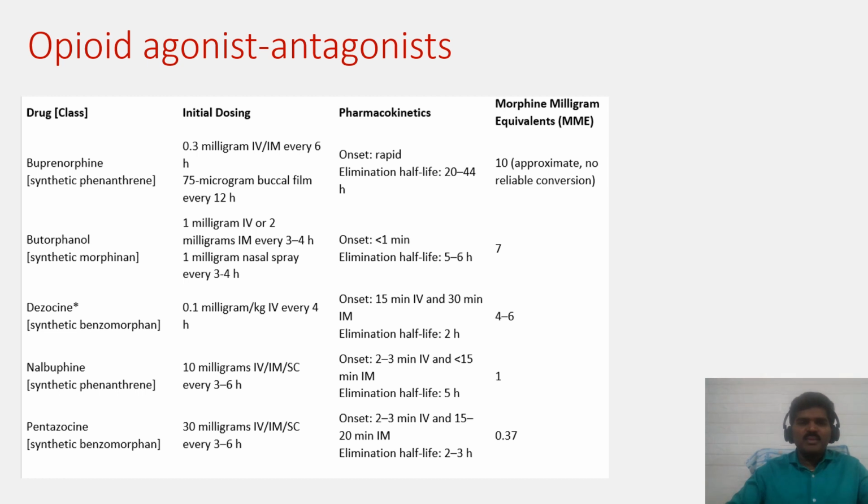Dezocine 0.1 milligrams per kg IV every 4 hours. Nalbuphine 10 milligrams IV, IM or subcutaneous every 3 to 6 hours. Pentazocine 30 milligrams IV, IM or subcutaneous can be used.